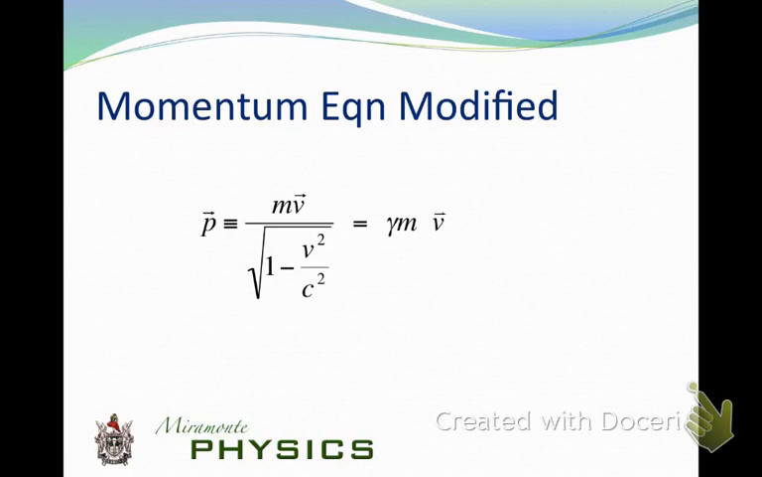We have to adjust. So now we're going to get p equals gamma times mv. And remember that this relationship is going to reduce to p equals mv when v becomes really small. So if v is small, then this goes to 0, this becomes 1, the square root of 1, and you get the original. So it reduces to what we understood to be the rule for momentum before.